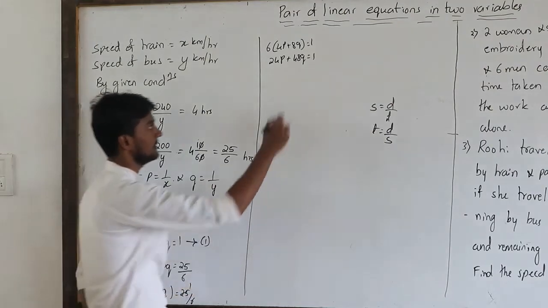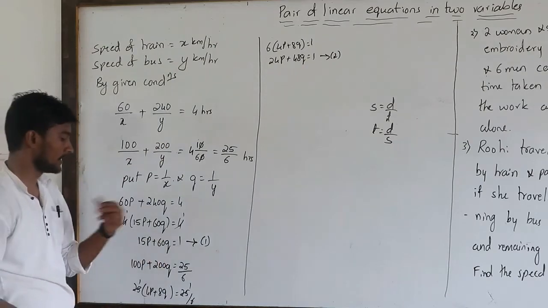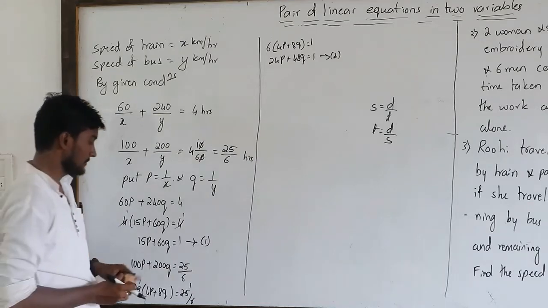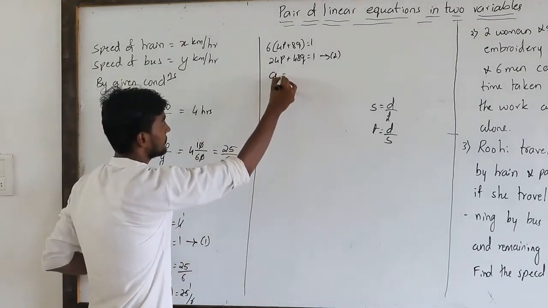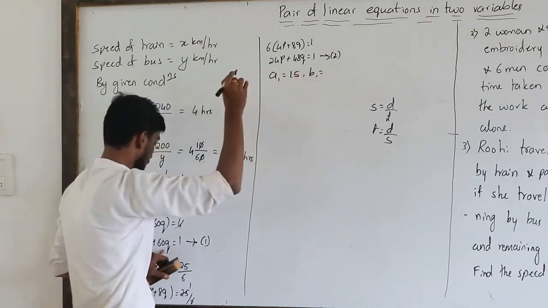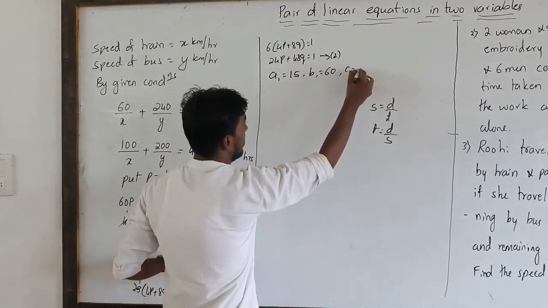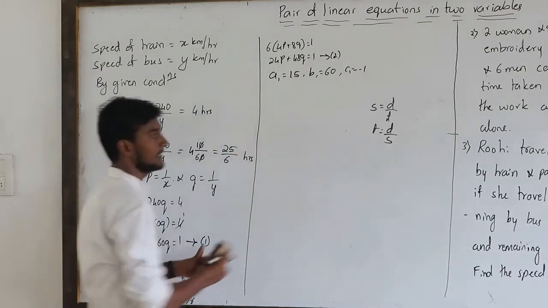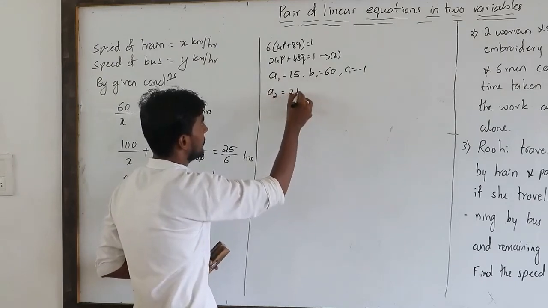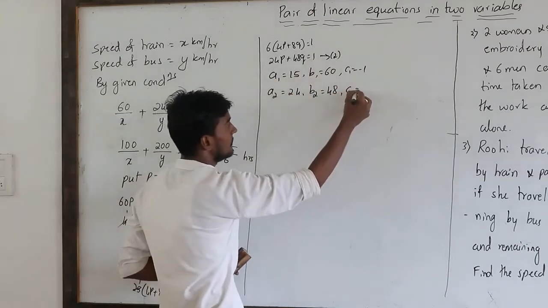So observe both the equation number 1 and equation number 2. Using any method you have to find the value of Q here. So now let us use the elimination method here. A1 value is 15, B1 value is 60, C1 value is minus 1. This plus 1 if you take this side, minus 1. A2 value is 24, B2 value is 48. This 1 if you bring this side, C2 value is minus 1.